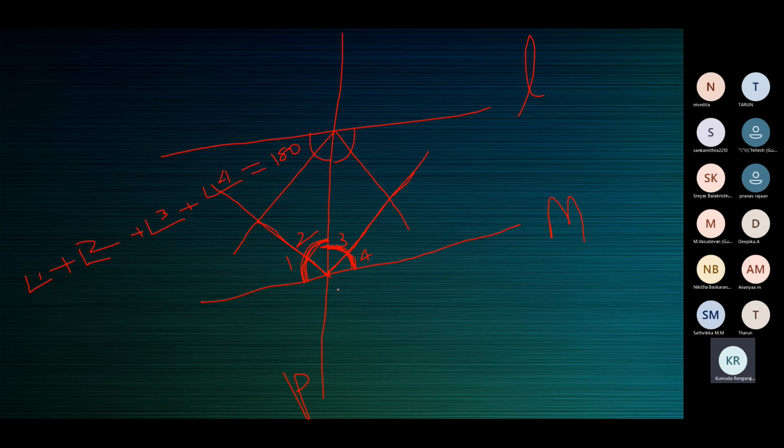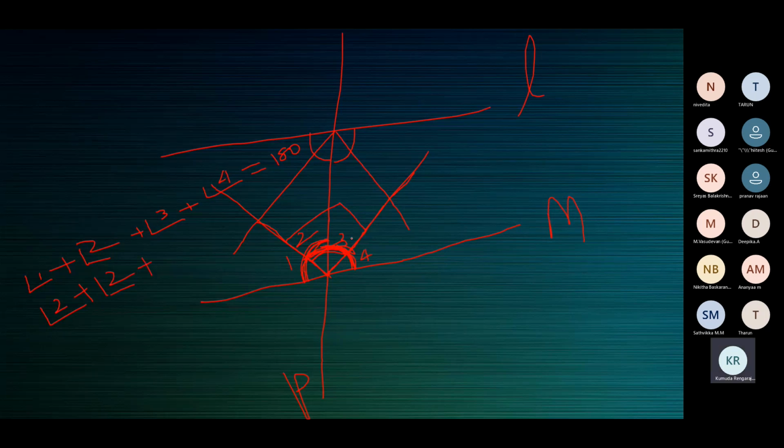Now we need to prove that angle 2 plus angle 3 is 90. See, we need to prove that this angle is 90 degrees, that is, 2 plus 3 is 90. So I don't want 1. But we know that 1 and 2 are equal. So we'll replace 1 with 2. Plus angle 2.